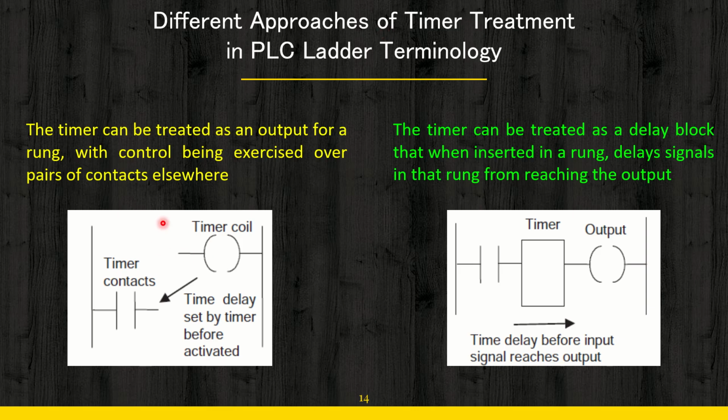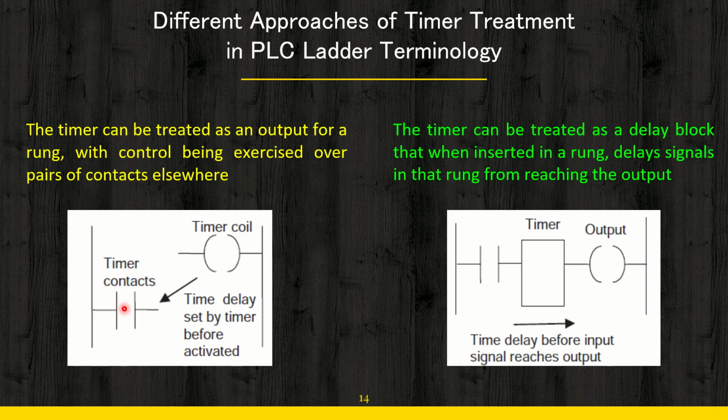You can see here in this particular case, the timer has been treated as an output for a rung. You can see this is the timer coil. That means it has been treated as an output for a rung. This is one of the rungs and this is the output, while control is being exercised over a pair of contacts elsewhere. However, when this is the output coil, the NO contacts of the coil, which are actually important in order to have some operation, are placed at another rung in the same ladder diagram.